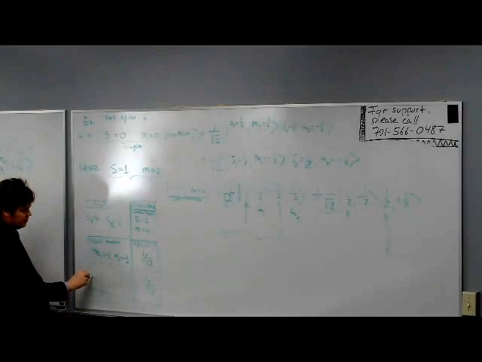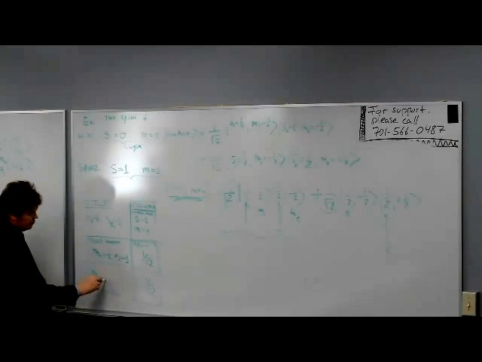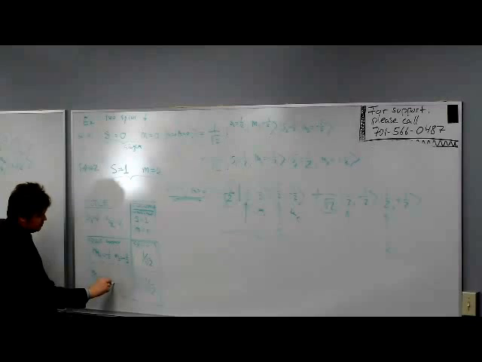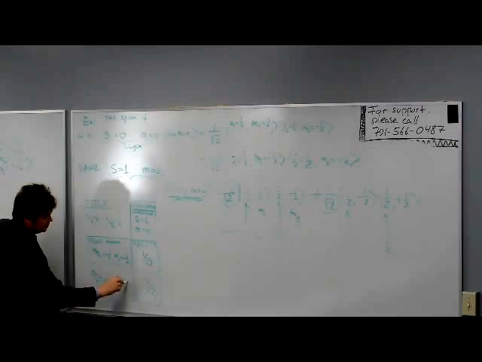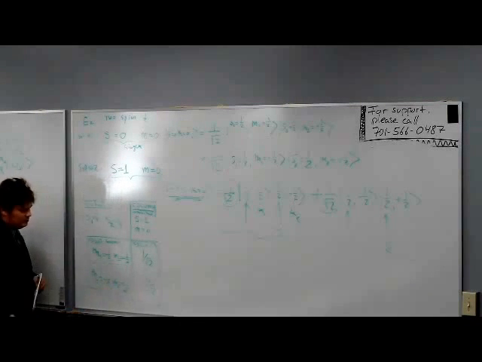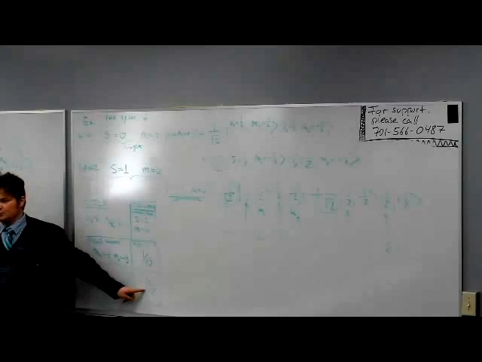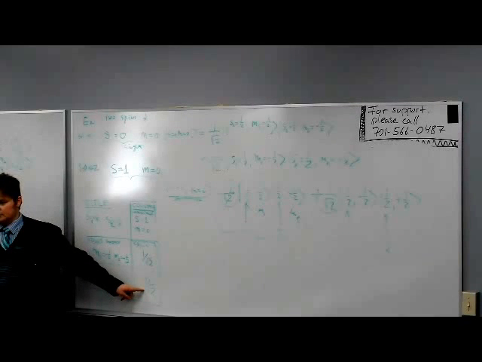The second one, m1 equals minus 1/2, and m2 equals plus 1/2. And the expansion coefficient will be 1 over square root of 2. Okay?